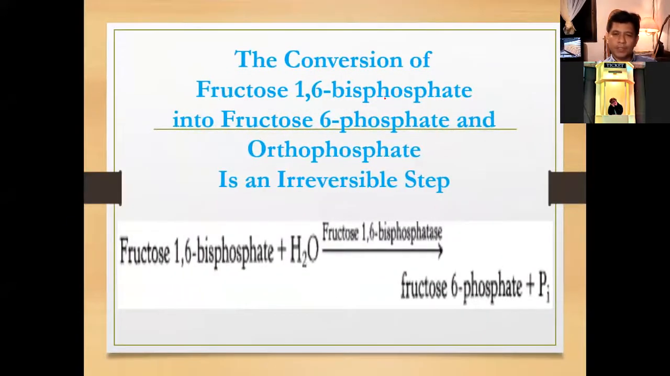The conversion of fructose 1,6 biphosphate into fructose 6-phosphate and orthophosphate is an irreversible step. So that's why we're using another enzyme. Kasi PFK to eh, yung reverse nito, ano, PFK, irreversible yon. So instead of PFK, we're using fructose 1,6 biphosphatase.